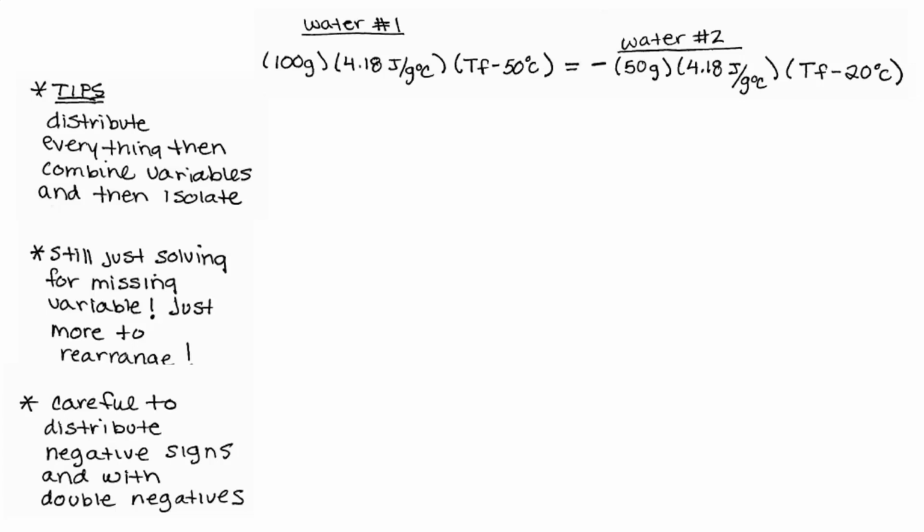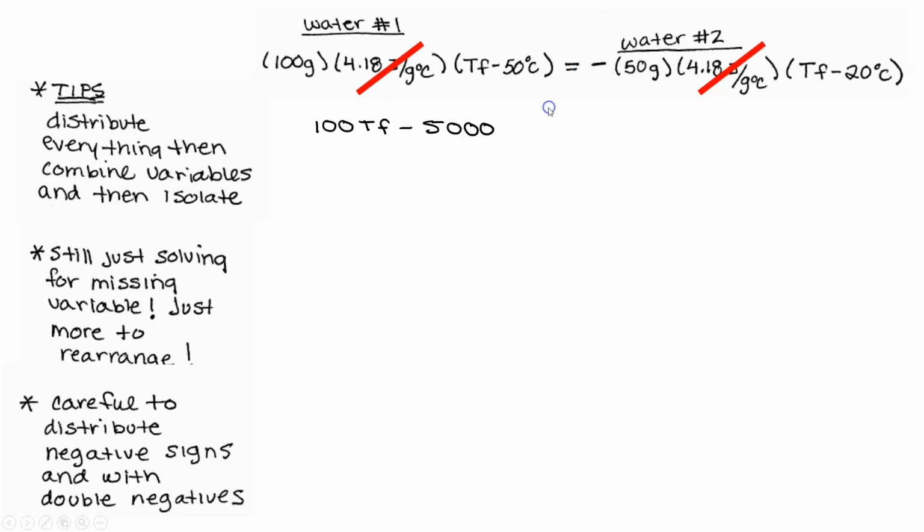Now, same setup from the last slide. MCAT equals negative MCAT. But look, I am going to cancel out these specific heats because they match. If they're on the same side, I just get rid of them, okay? Makes it so much easier. Now what I'm going to do is distribute.